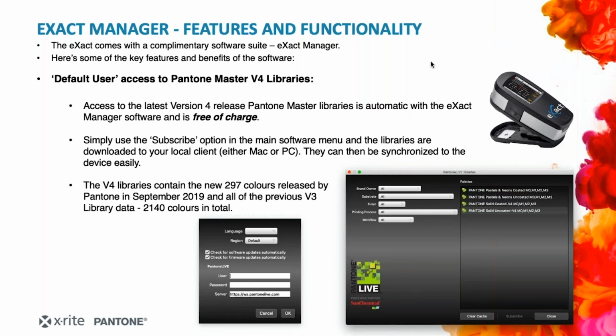Those of you still using paper guides will notice the new Pantone libraries released in September 2019 have extra colors in them. There are actually 297 colors in total, and these are what we generally call the 4000 series, so you'll get numbers of 4001 upwards. These are available digitally in these version 4 libraries. They are not available in the previous version 3 or 2 libraries you may have been using. So this is the only method to get this new data onto the eXact.